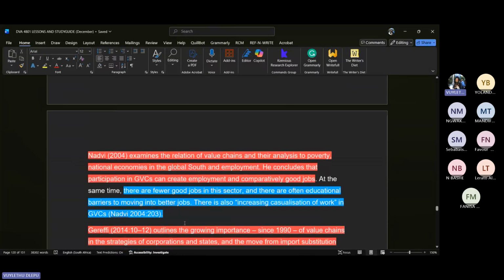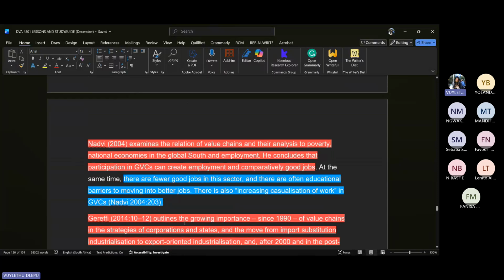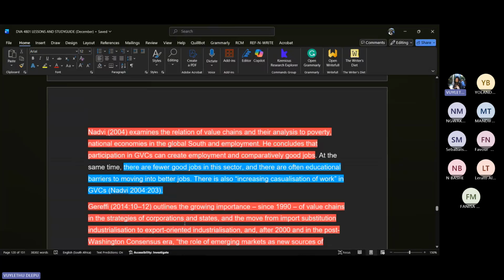NADV 2004 examines the relation of value chains and their analysis to poverty, national economies in the global south, and employment. He concludes that participation in global value chains can create employment and comparatively good jobs. So you see, NADV has a totally different view to McMichael because he sees it positively, with employment and good jobs. At the same time, there are fewer good jobs in the sector, and there are often educational barriers to moving into better jobs. There is also increasing casualization of work in GVCs.